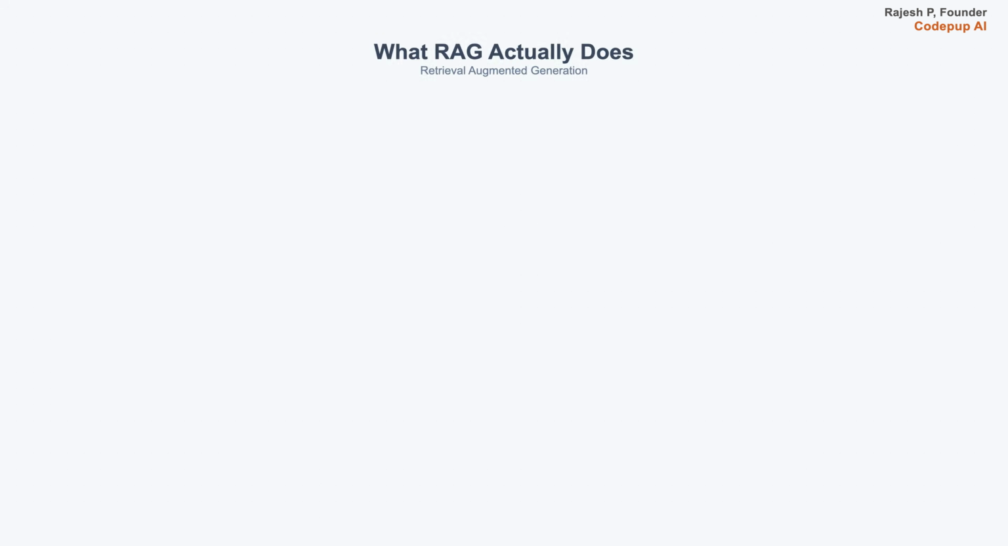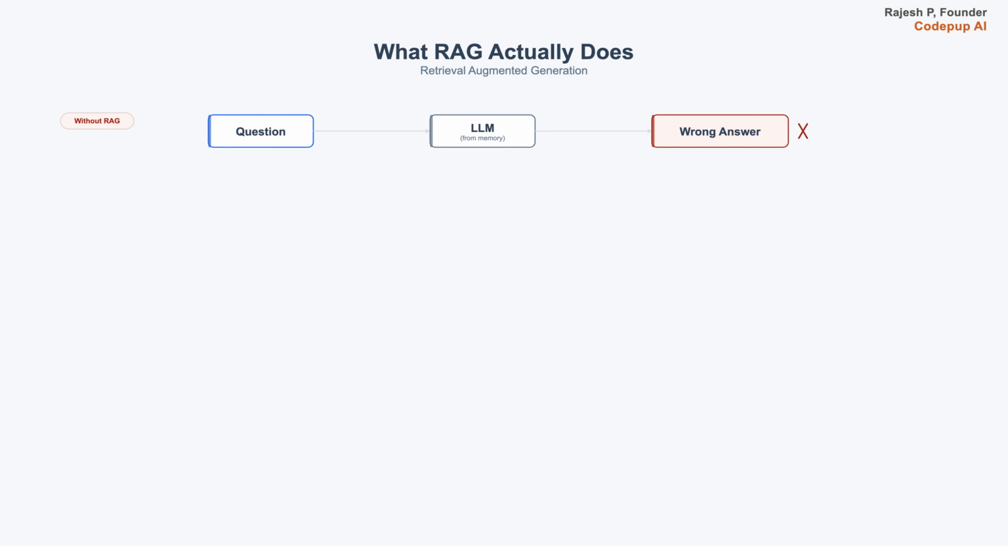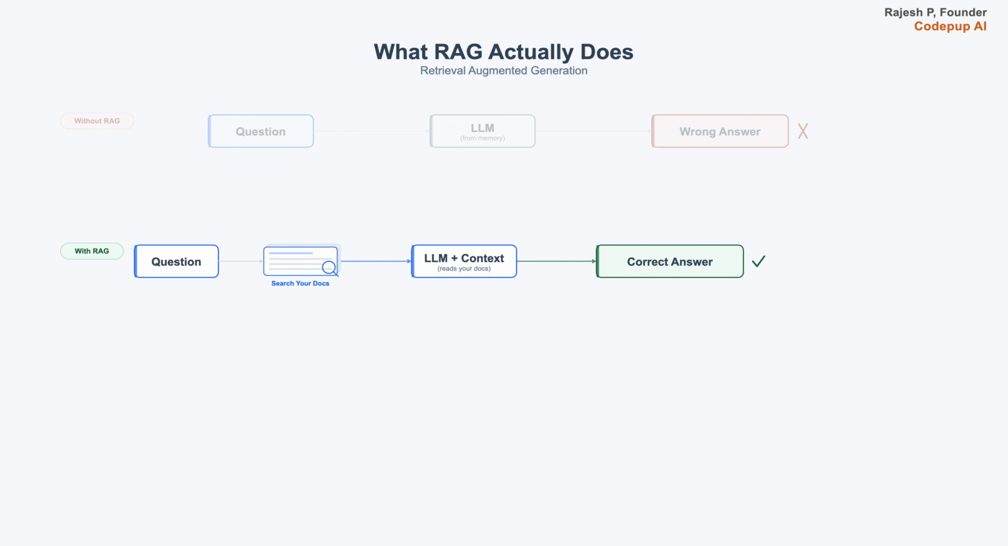RAG stands for Retrieval-Augmented Generation. Instead of asking the LLM to answer from memory, you first search your own data for relevant documents. Then you pass those documents to the LLM as context. The LLM reads them and generates an answer based on what it found.